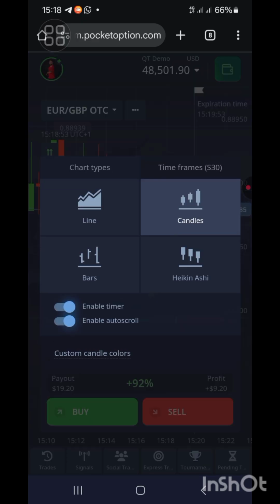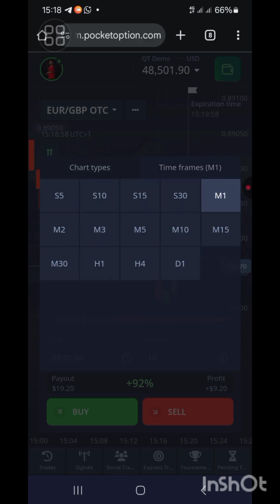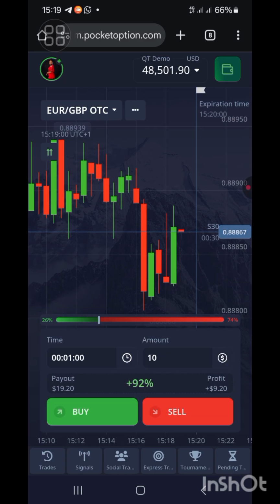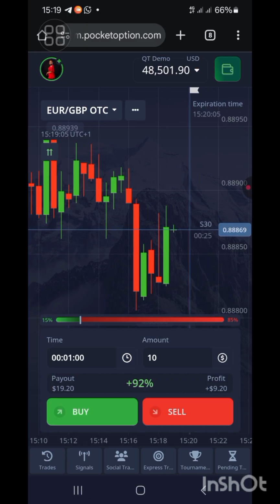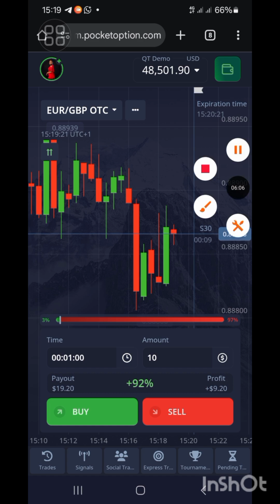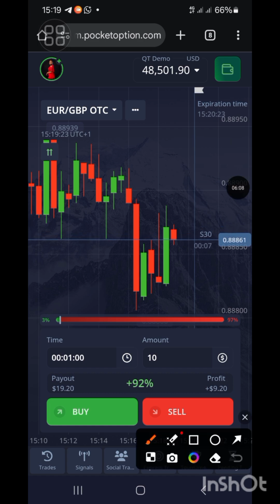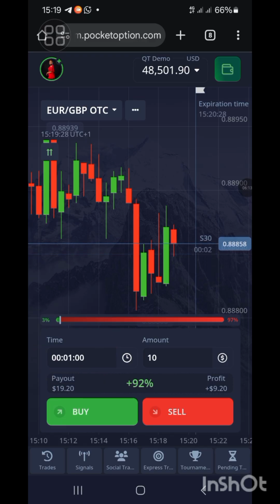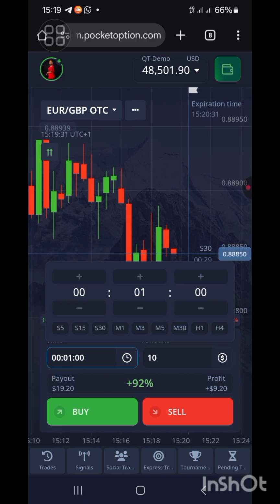You will see all the chart types. We are going to use candles. You click on candles. You click on time frame and you click on 30 seconds. So it means all these things you're seeing, green, red, these are candles, and they only move for 30 seconds and then a new candle opens. So for trade time, you come to this place written time, you click on it, and she said trading is 1 minute. So you click on M1, that is 1 minute.